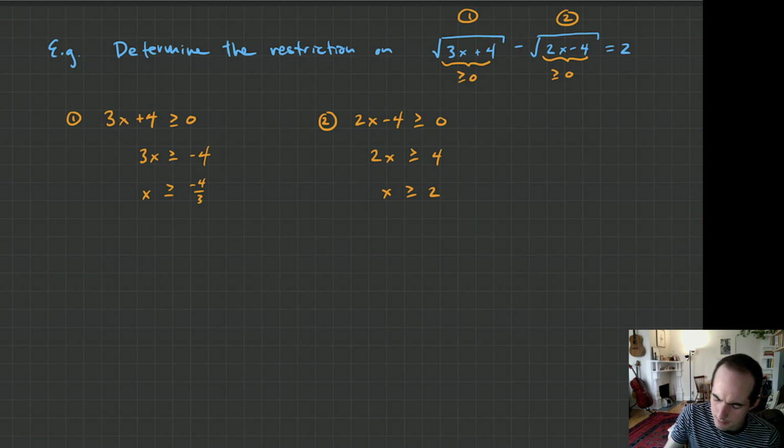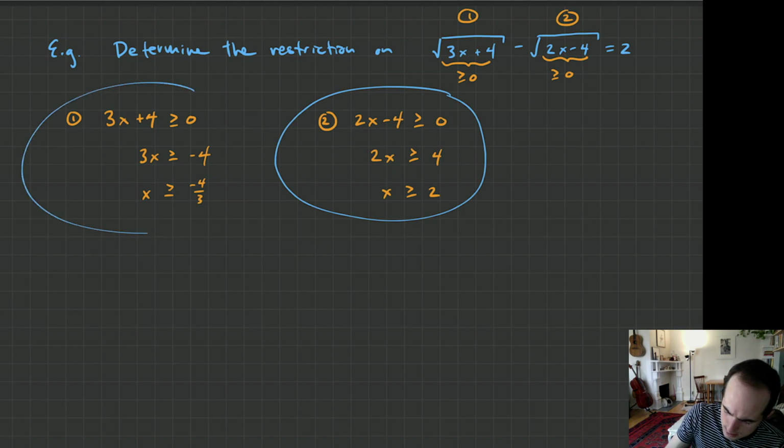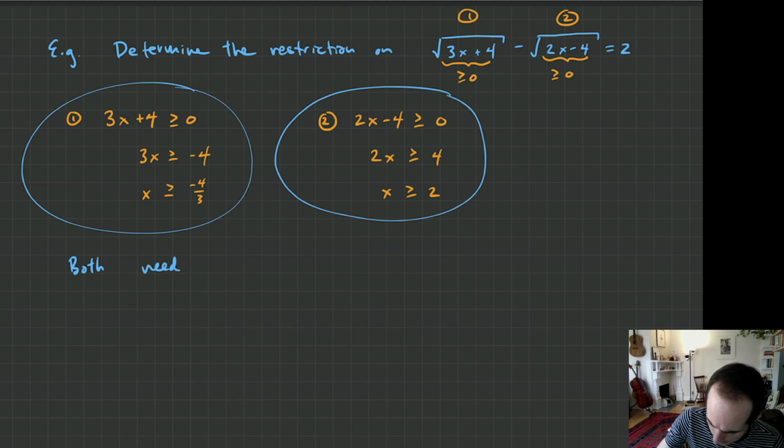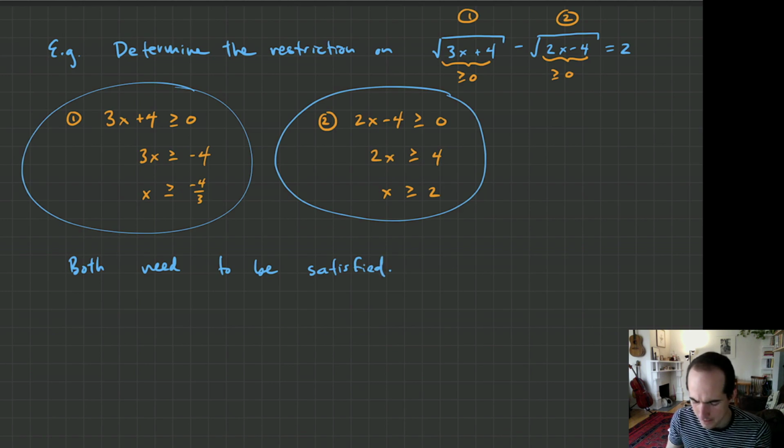Well, let's think about this. Both of these need to be satisfied. So let's think about some random values and see if they work, or if we're going to be breaking any rules. So let's try x equals negative 2.